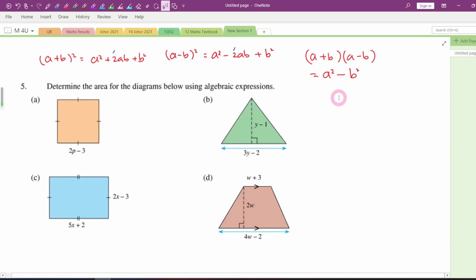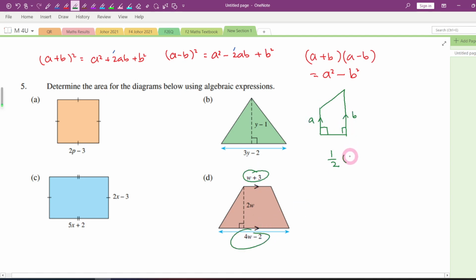Okay, for question number 5, I think A, B, C should be no problem, so I will show you only D, trapezium. So always remember when you want to find the area for a trapezium, no matter the trapezium is like this, sometimes you see a trapezium like this, sometimes you see a trapezium like this. In this situation, these will be the two parallel sides.